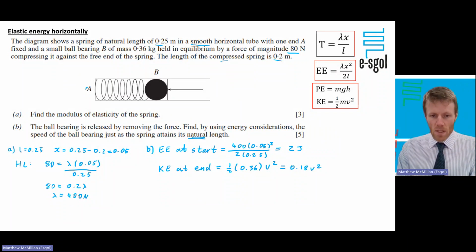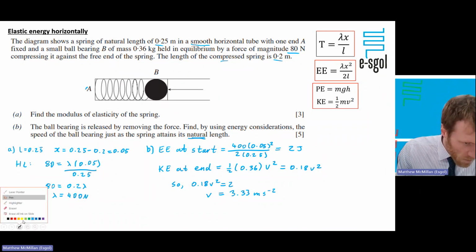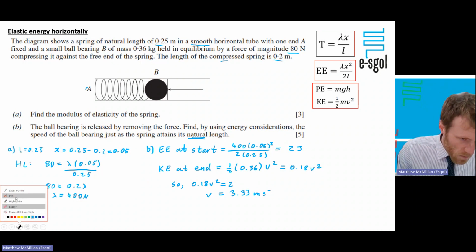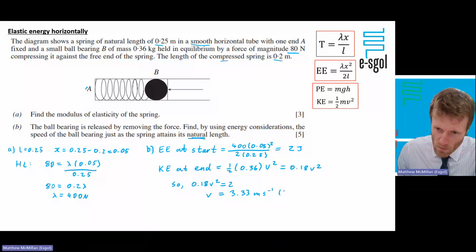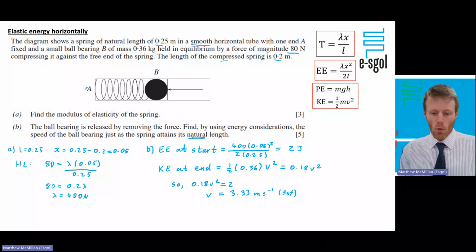Now, because it's all being converted to kinetic energy, we can write that 0.18 v squared equals 2. So v, if we rearrange this, is 3.33 meters per second. Oh, that's the wrong unit, isn't it? Let's rub that out. Should be a 1. To 3 significant figures. So that's a question involving elastic energy horizontally.